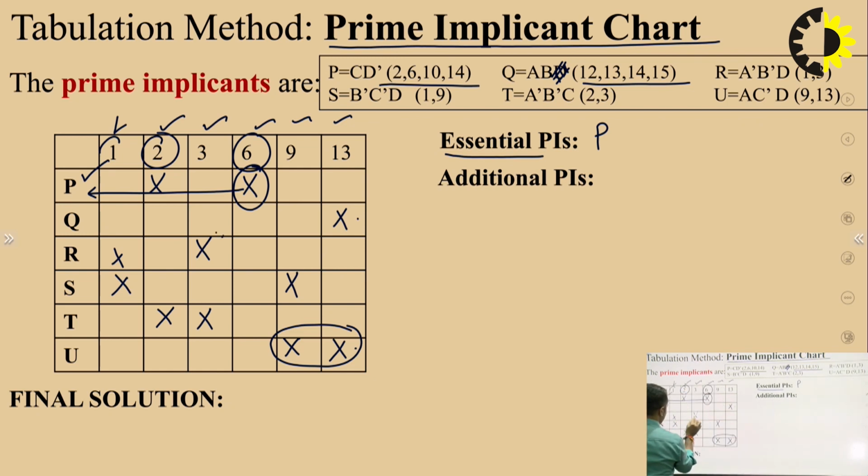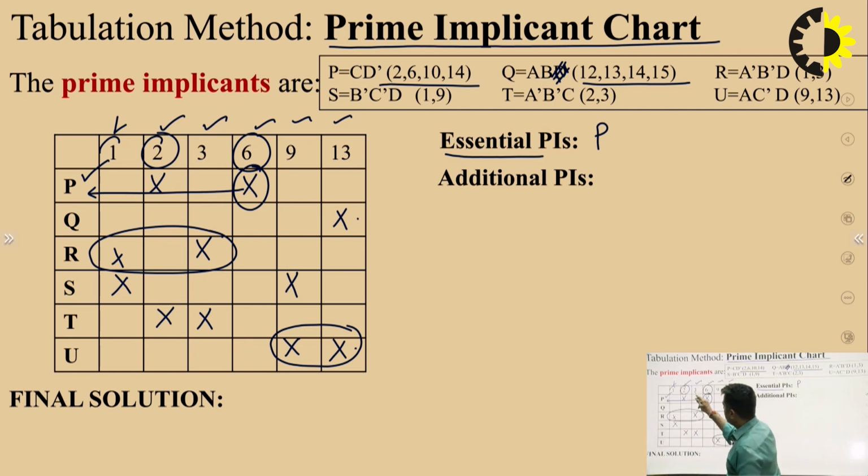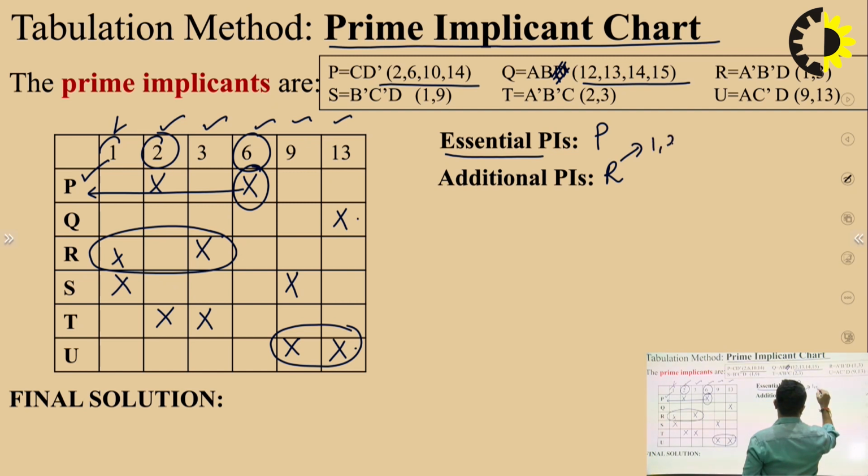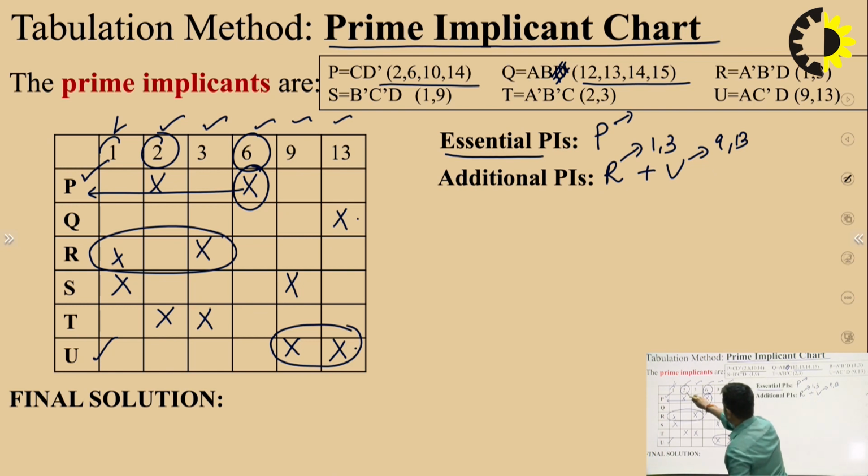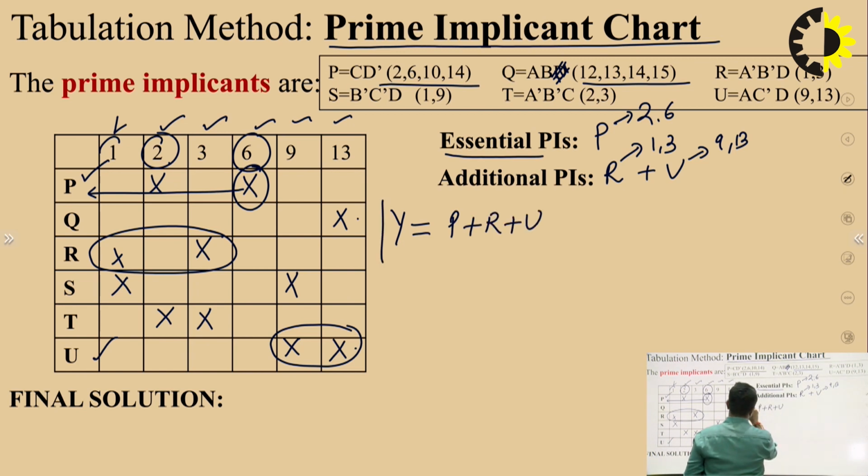So 1 and 3 can be covered with R. You can clearly see here 1 and 3 can be covered by R and S. So R can cover 1 and 3, U can cover 9 and 13, and P was covering 2 and 6. So now you can see that all terms are covered. So now my final answer becomes Y is equal to P plus R plus U. So this is my final answer.